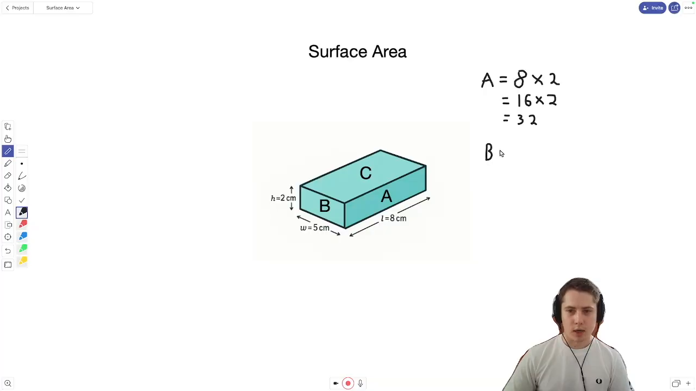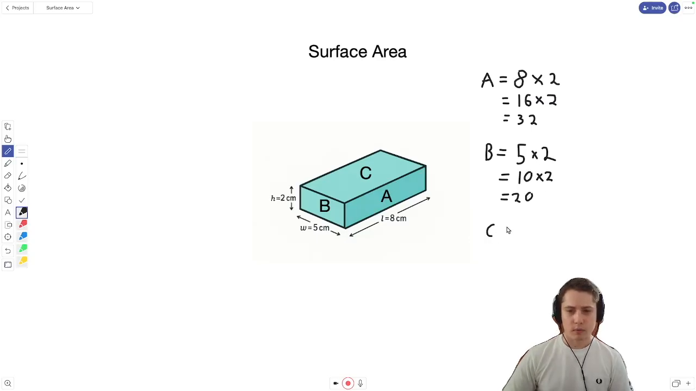B, what do we have here? We have the width of 5 and the height of 2. So that's going to be 5 times 2, and that's going to equal to 10. Now we multiply 10 by 2, just like we do with the other shapes, and we get 20. So there we have it. We have one B here, one B here. Each of them are going to be 10 each. So together, they're going to equal to 20.